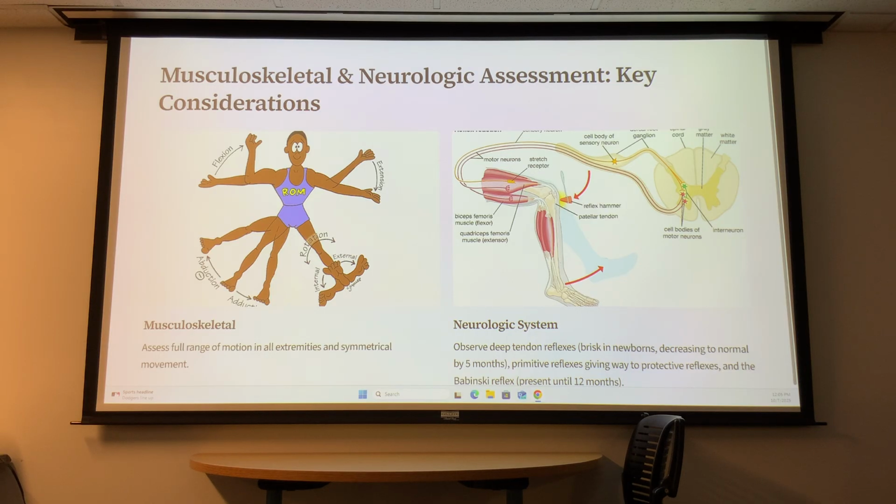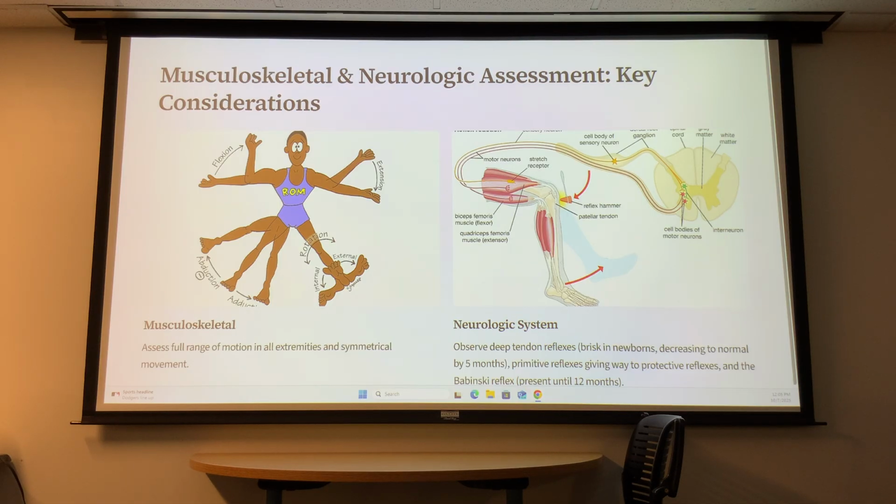Okay. For our older kids, can you do this, right? Can you move around without issue? Okay. Our neurologic system, like you said, looking for reflexes. So we're looking, are they brisk in newborns, decreasing to normal by 5 months?